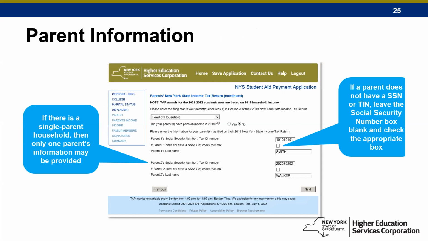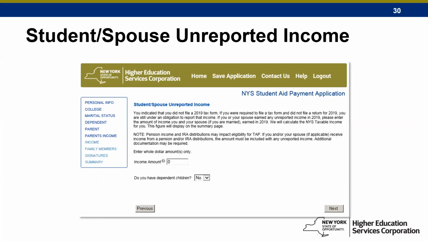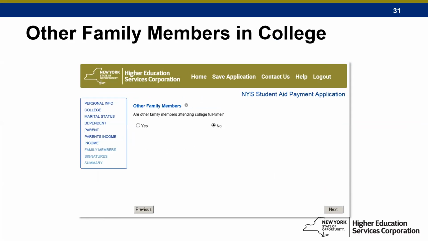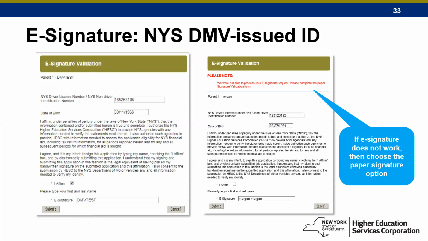They could also ask about parent, instead of socials, we do take tax ID numbers. So that's another key difference. If your parent doesn't have a social, you may have put zeros on FAFSA. You can actually enter your parent's tax ID number on TAP. And pretty much the rest of it is self-explanatory when you're going through. The signature process, you can either sign electronically if your parent has a DMV issued license, like a driver's license, a learner's permit, or a non-driver's license.